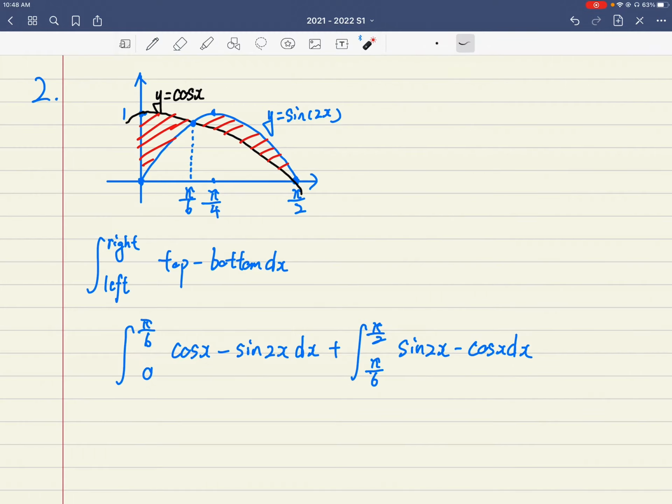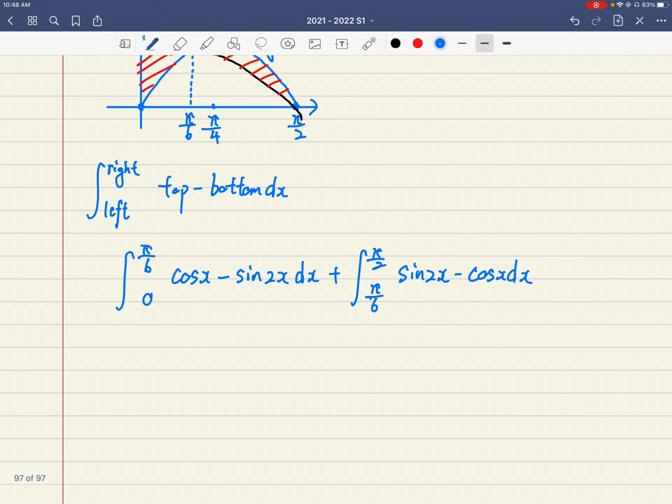Why not just use 0 to pi over 2? No, it's wrong. Because if you just use 0 to pi over 2, you are telling me that this function is always higher than this function, which is not true. This function is only higher than sine 2x before this point. After this point, sine 2x is higher and cosine x is lower. You always use top minus bottom, so you have to divide it into 2 subcases. And then it's just the integration.